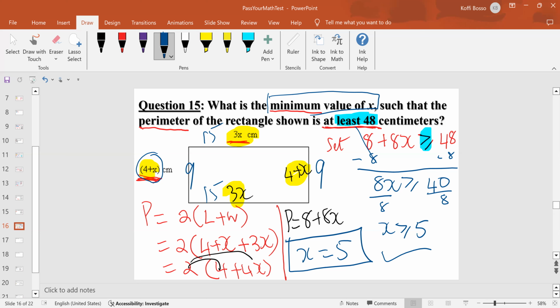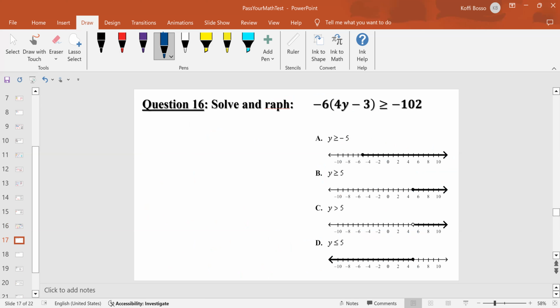Perfect. Question 16. This is solve in the graph. Now, to solve this inequality, we read this as greater than or equal to. To solve that, we're going to remove the parentheses first. So we have negative 6 times the quantity 4y minus 3 is greater than or equal to negative 102.